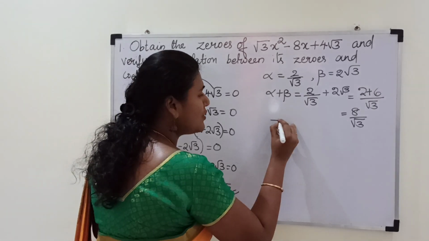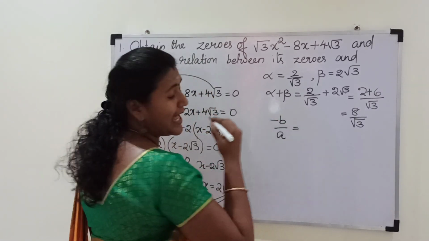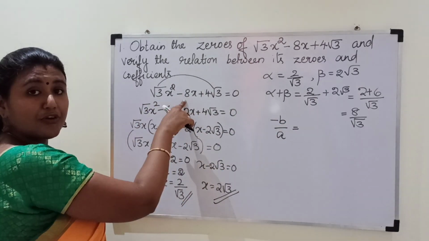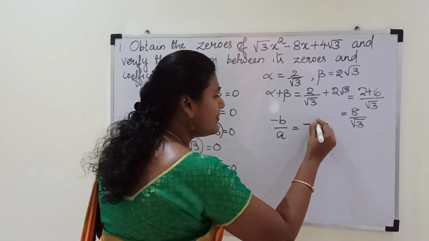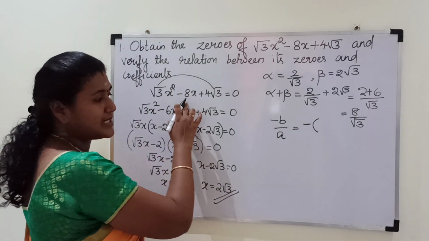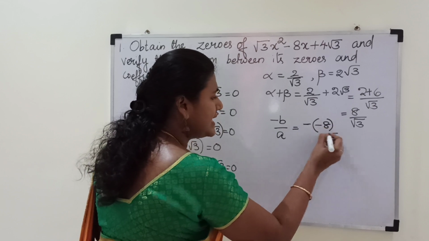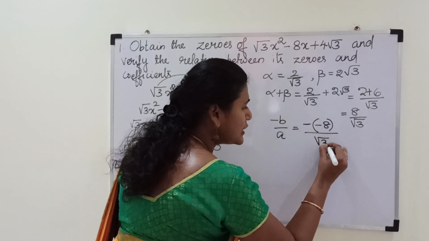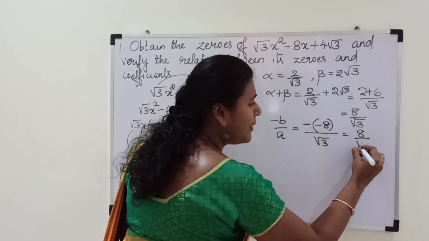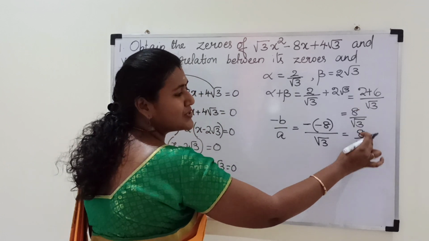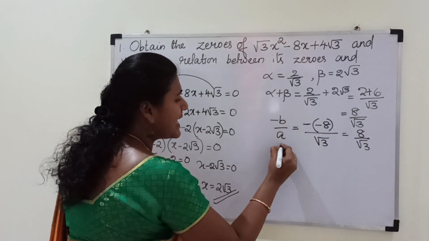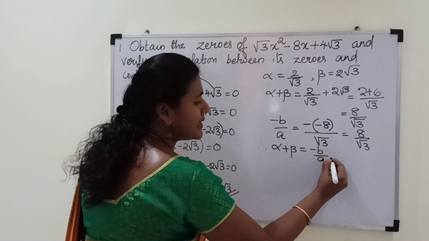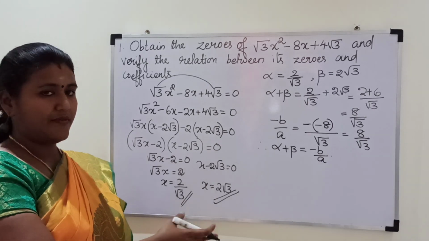Now we will find what is minus b by a value. Here in this polynomial, b is the coefficient of x. So here b is minus 8. So minus of minus 8 by a, where a is the coefficient of x square, that is root 3. When you simplify, you are getting 8 by root 3, so both values we got are the same. Therefore alpha plus beta is equal to minus b by a. So the first relation we have proved now.